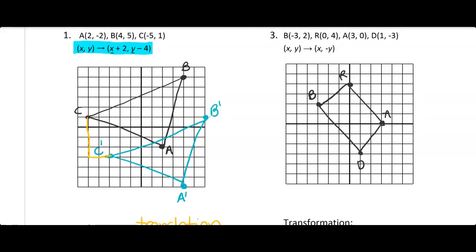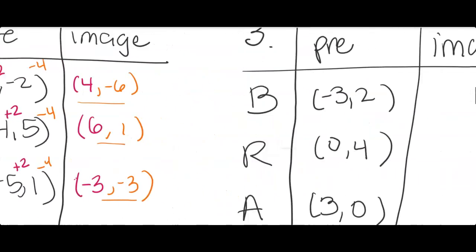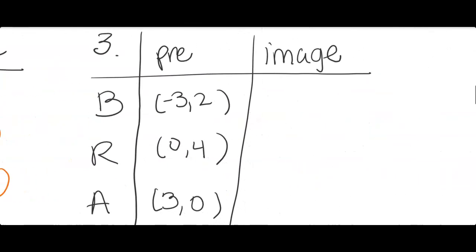I'm going to go ahead and do number 3 because it's right here. This rule is telling us to keep x the same, but change the sign of y, or multiply y by negative 1. So I have created a nice little table over here for that one as well. So we are just taking our y's and timesing them by negative 1, which really is the same as changing the sign. So our x's all stayed the same, but the y's became the opposite sign.